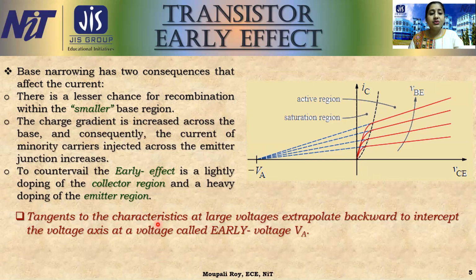The transistor characteristics at large voltage, extrapolated backward, intercept the voltage axis at a voltage called the Early voltage VA. This is called the Early voltage VA. That means it starts from there. If we are aligning this point, this is called the Early voltage VA, and it is a negative voltage. So this is called the Early effect of a transistor.